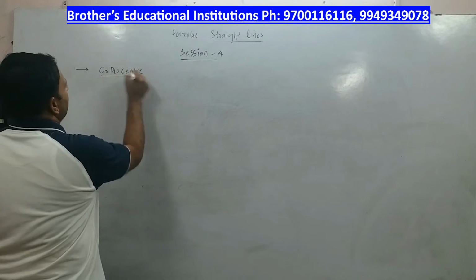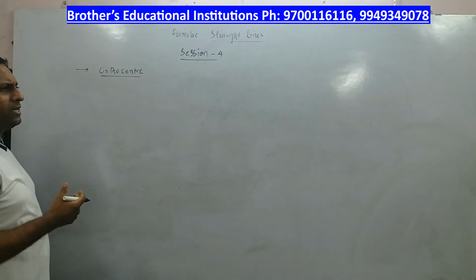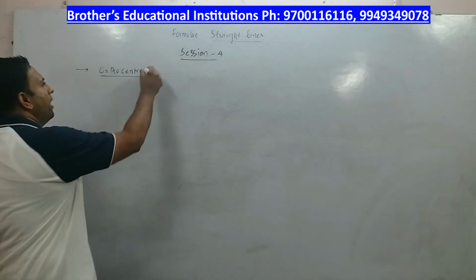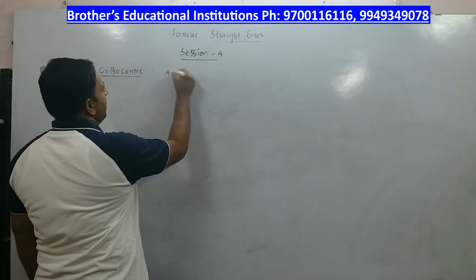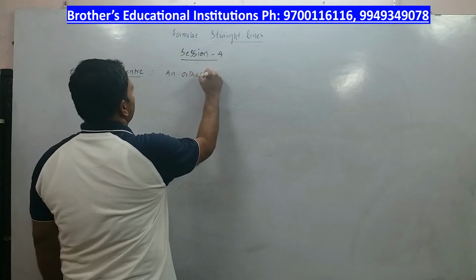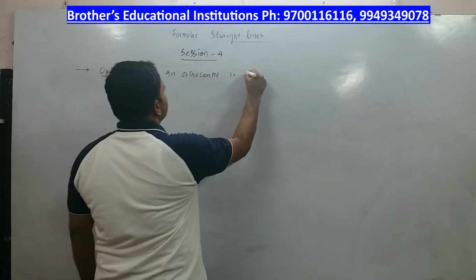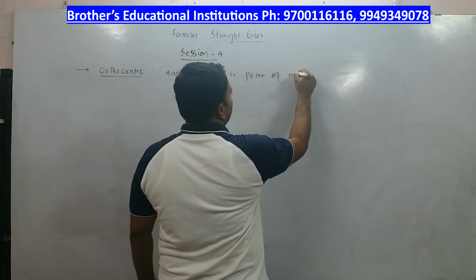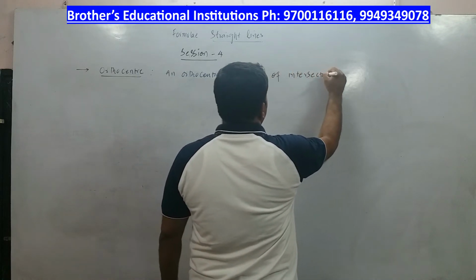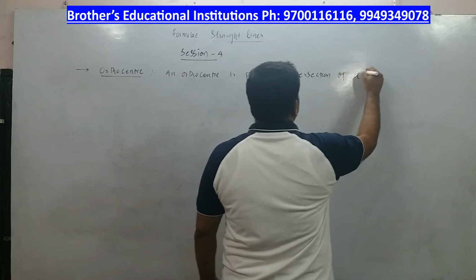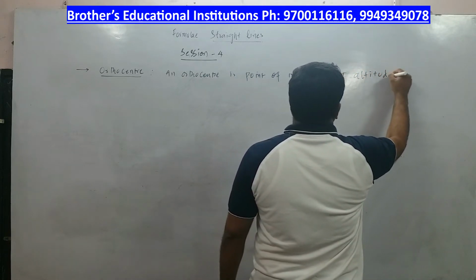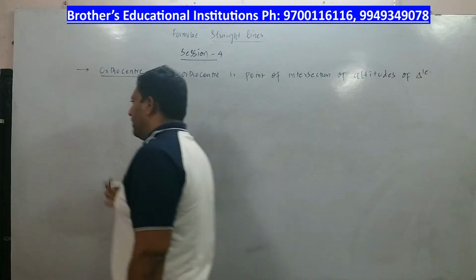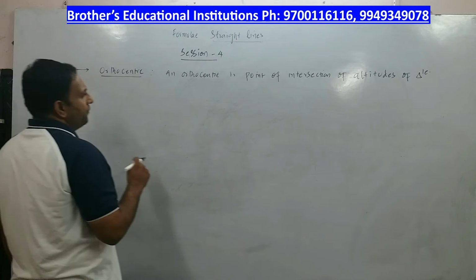Orthocenter. All right, very important part. You may get a 4 marks or a 7 marks category question. Orthocenter. Now what is orthocenter? I will declare. An orthocenter is the point of intersection of altitudes of a triangle.